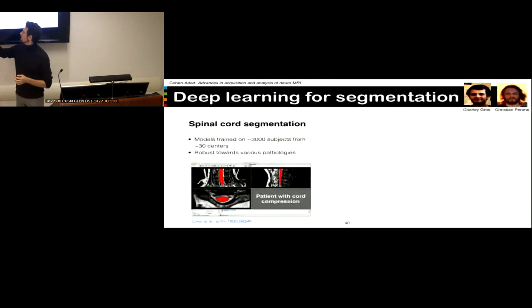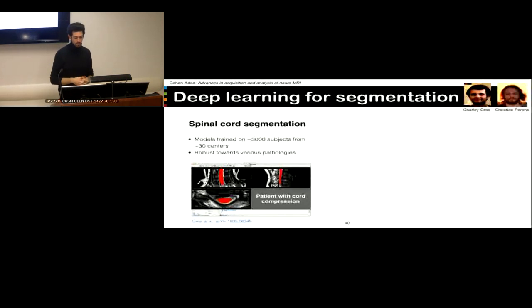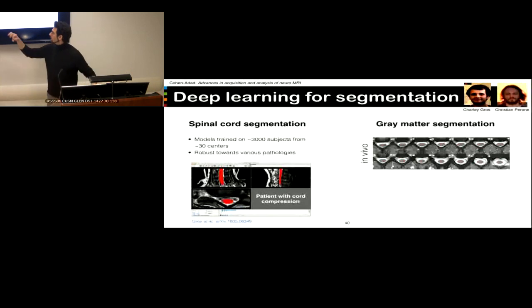So, which is why we developed models based on deep learning to basically train segmentation tasks on different pathologies and different MRI contrast, different resolutions, and so on. The end goal is really to make it work for as many centers as possible. So that's an example of spinal cord segmentation.